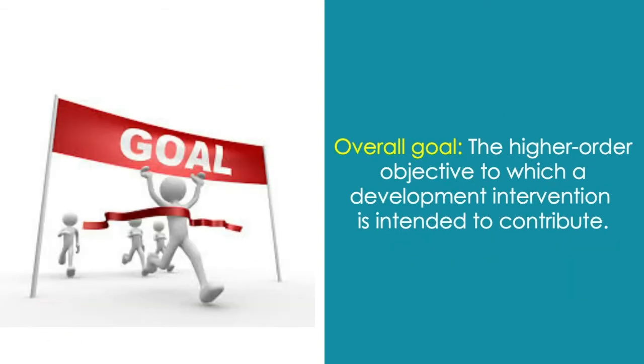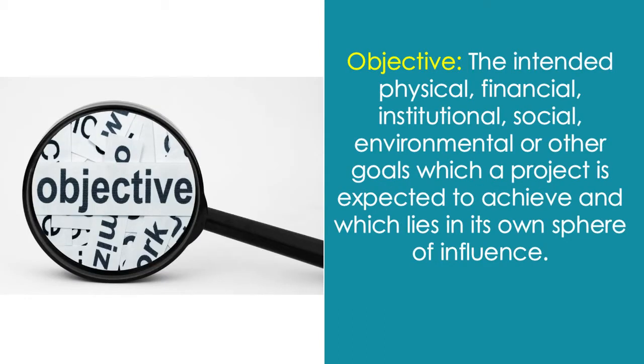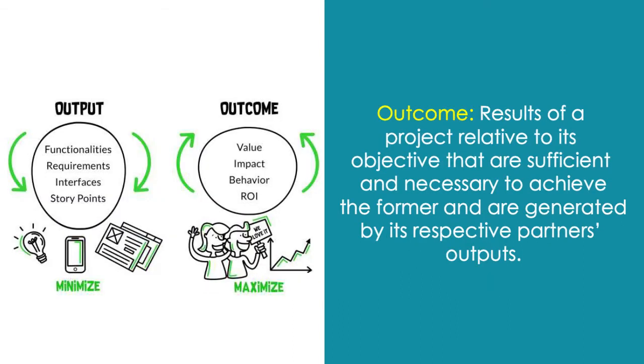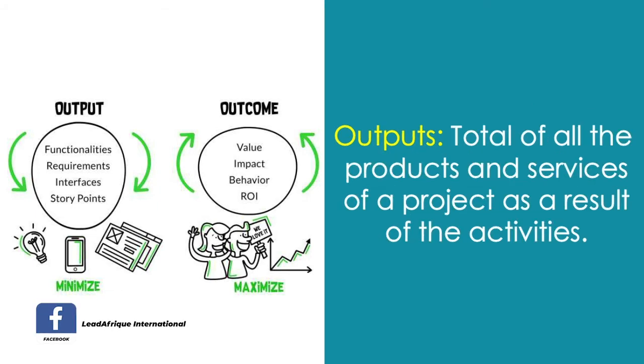So what is an overall goal? The higher order objective to which a development intervention is intended to contribute. How about an objective? It is the intended physical, financial, institutional, social, environmental, or other goals which a project is expected to achieve and which lies in its own sphere of influence. Outcome. Results of a project relative to its objective that are sufficient and necessary to achieve the former and are generated by its respective partner outputs.